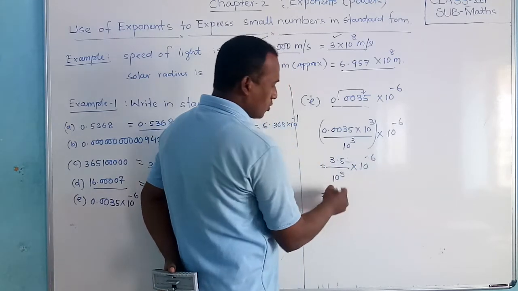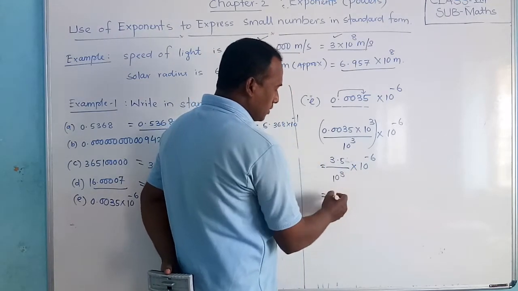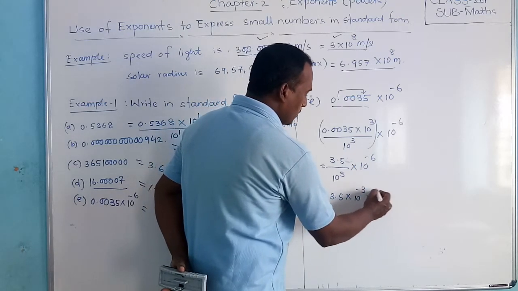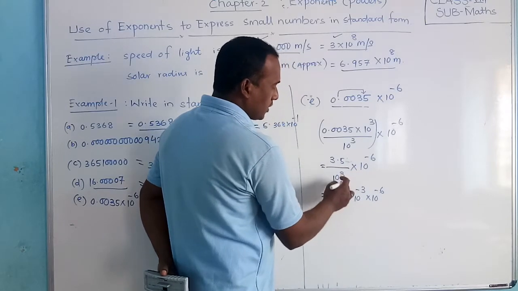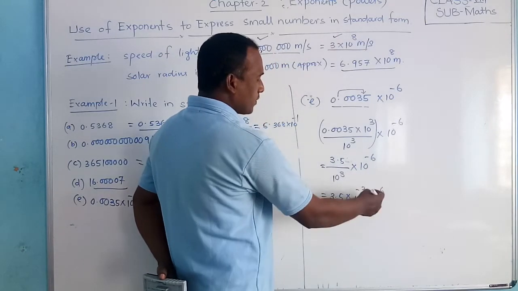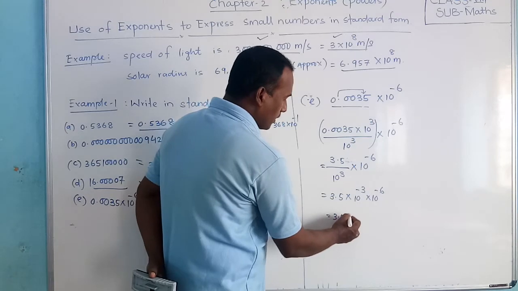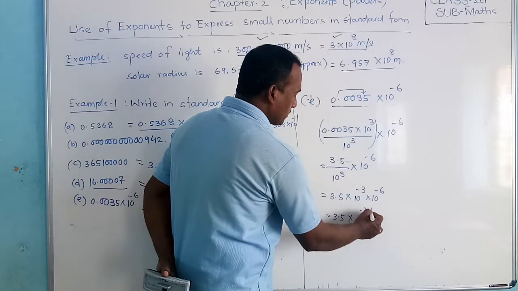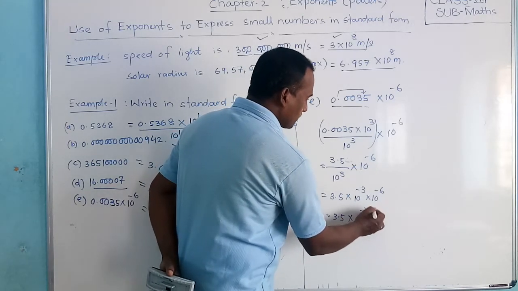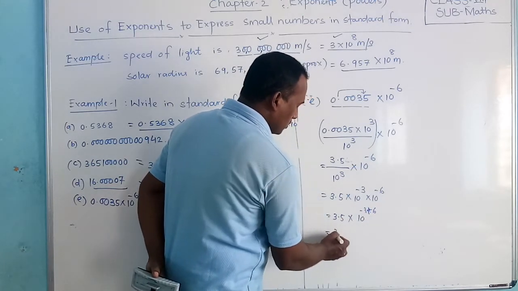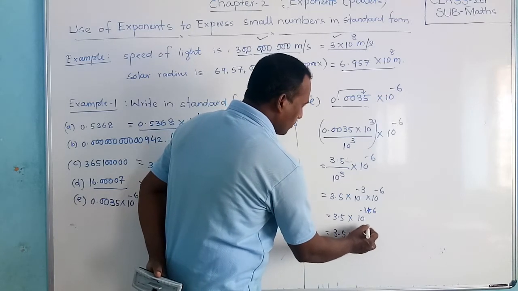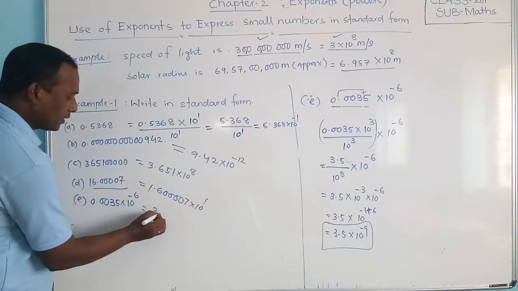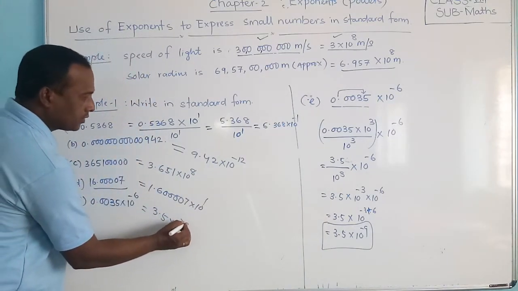minus 6 is equal to, here 10 power 3 is in the denominator, so we can write 3.5 into 10 power minus 3 into 10 power minus 6, because it is down. Whenever it goes reciprocal, it will become minus. So 3.5, the base is the same, so the powers will be added. 10 power minus 3 plus minus 6 is equal to 3.5 into 10 power minus 9. This is our answer: 3.5 into 10 power minus 9.